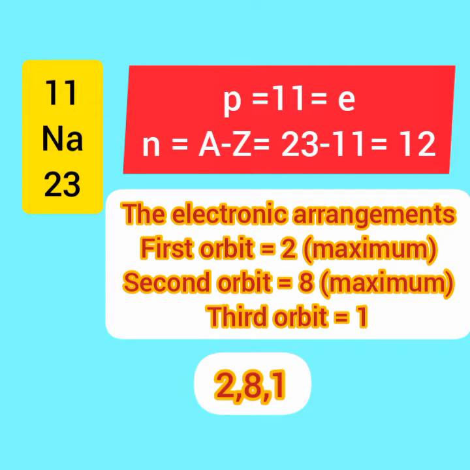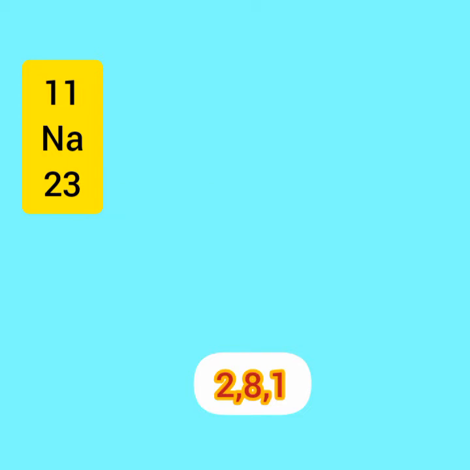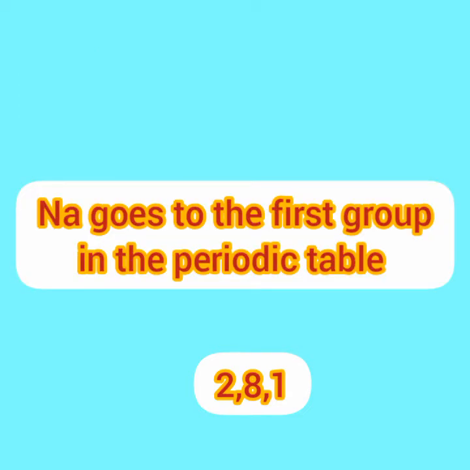How many electrons do we have now? 11. Therefore, the first orbit contains 2. After that, it will be 8. That makes 10. How many balance left? Only 1. Therefore, the electronic arrangement of sodium will be in 3 orbits or 3 energy levels: the first 2, then 8, the last one is 1. Therefore, this will go into the first group of the periodic table.